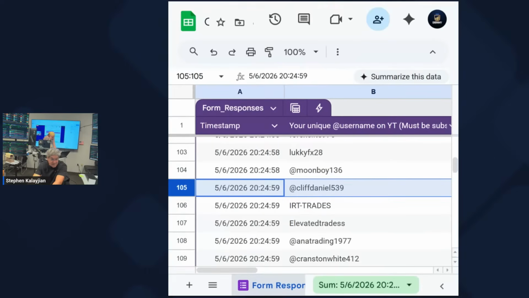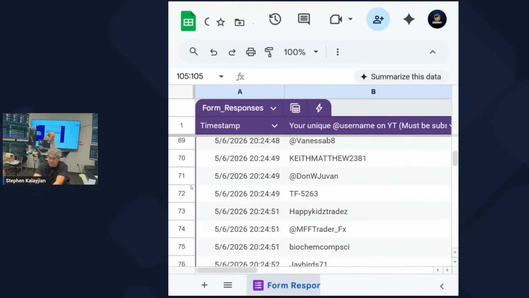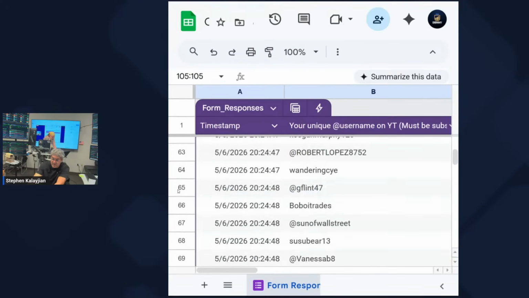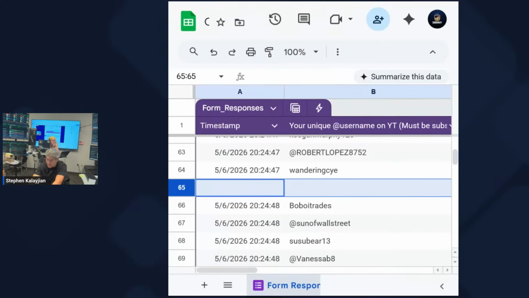65. Let's have a little fun here today. Number 65 is G Flint 47. Yes, he's here. That's 7. Okay.